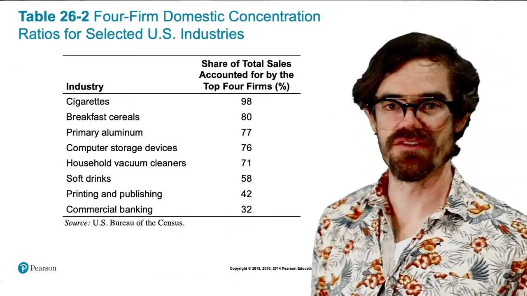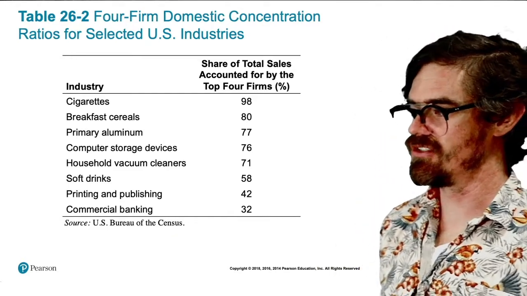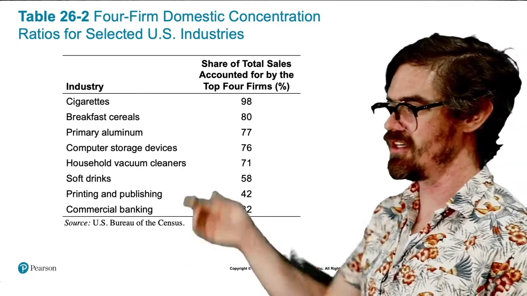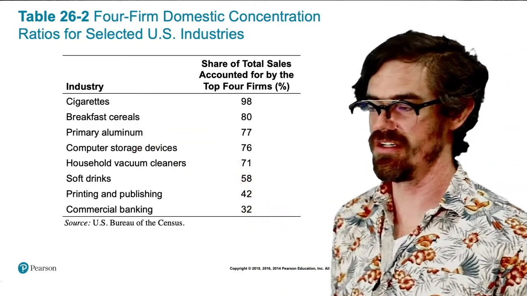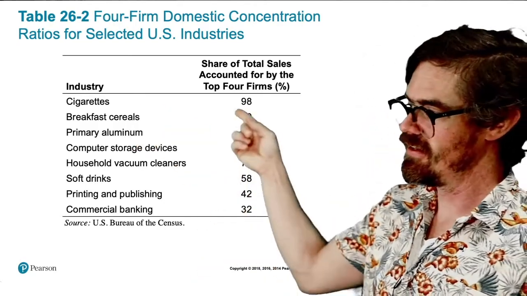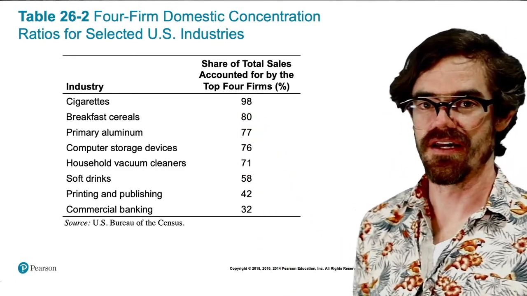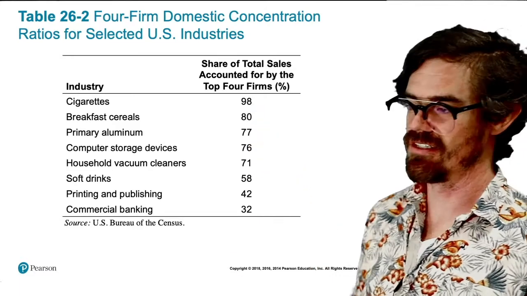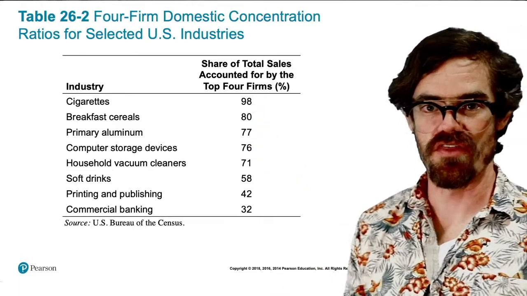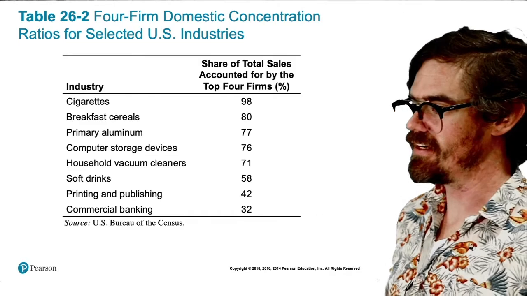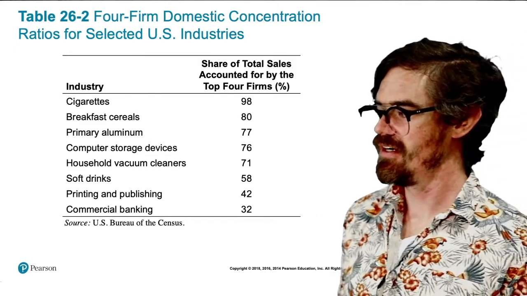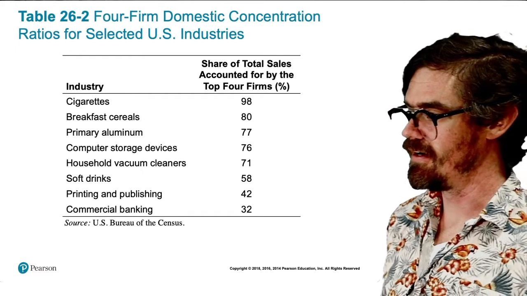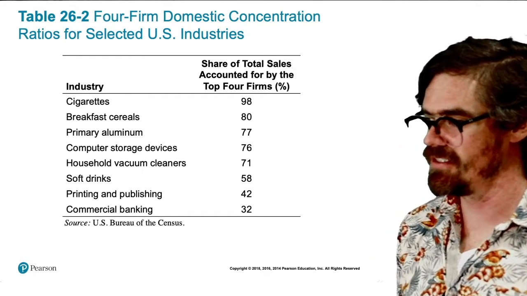And here's a table of some different industries and their concentration ratios for the top 4 firms. The cigarette industry is highly concentrated. The top 4 firms account for almost the entire industry, with only 2% of sales conducted by firms other than the top 4. Breakfast cereals are pretty concentrated as well, at a concentration ratio of 80%.